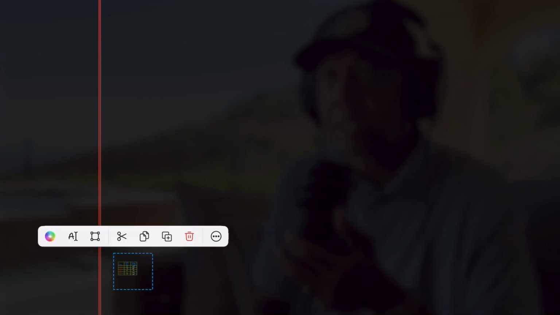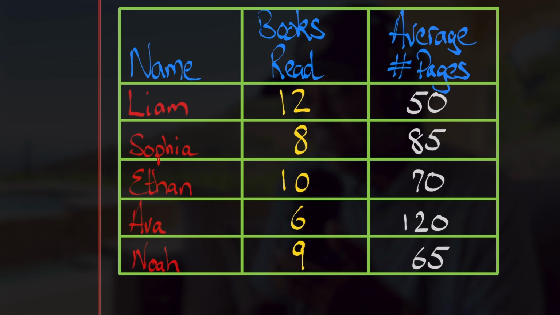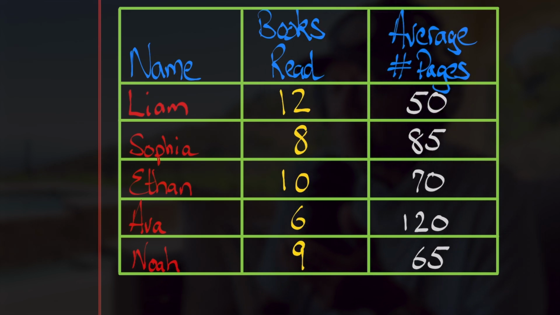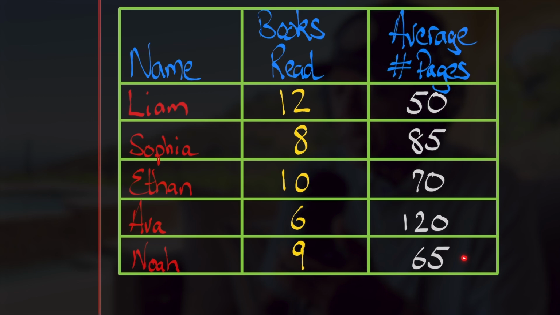So the table that they are going to give to us has all the data nicely organized. The table is also a graphic organizer, but we can get more into the details. We've got books read, and we have the average number of pages. We know Ava read 6, and we know that Liam read 12, the most. As far as the average number of pages, we know that Liam read 50 and Ava read 120. Basically, Ava's books were much longer than Liam's, more than twice.